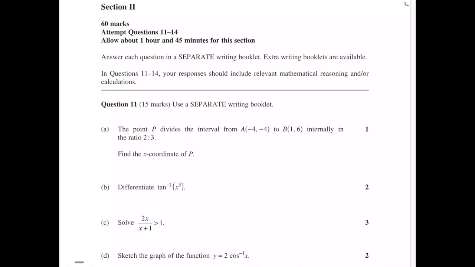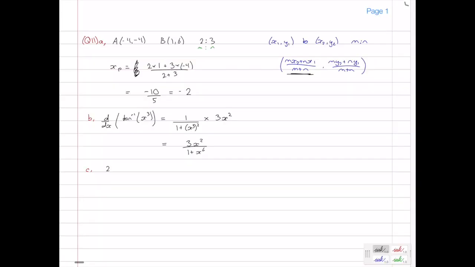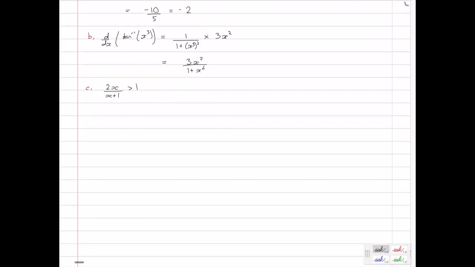Okay, part C, solve 2x over x plus 1 greater than 1. Okay, let's write that down. 2x over x plus 1 is greater than 1. All right, so we have an inequality here, and we have an unknown in the denominator. So we need to eliminate that unknown in the denominator. We need to get rid of it.